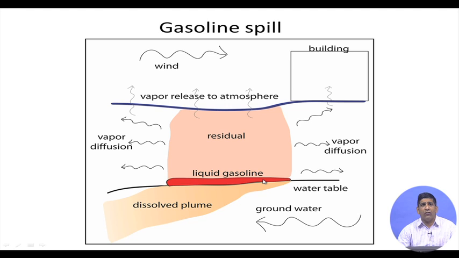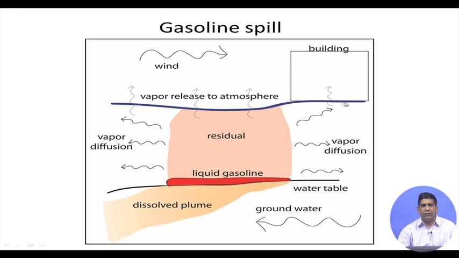Gasoline does not dissolve in water very quickly, so it takes time to dissolve, but it does dissolve. Part of it does dissolve, and then you can see a plume of the dissolved contaminant going in. In between, we can have some vapor diffusion going around between this soil. This layer between this point and this point is called the vadose zone, or unsaturated soil layer.